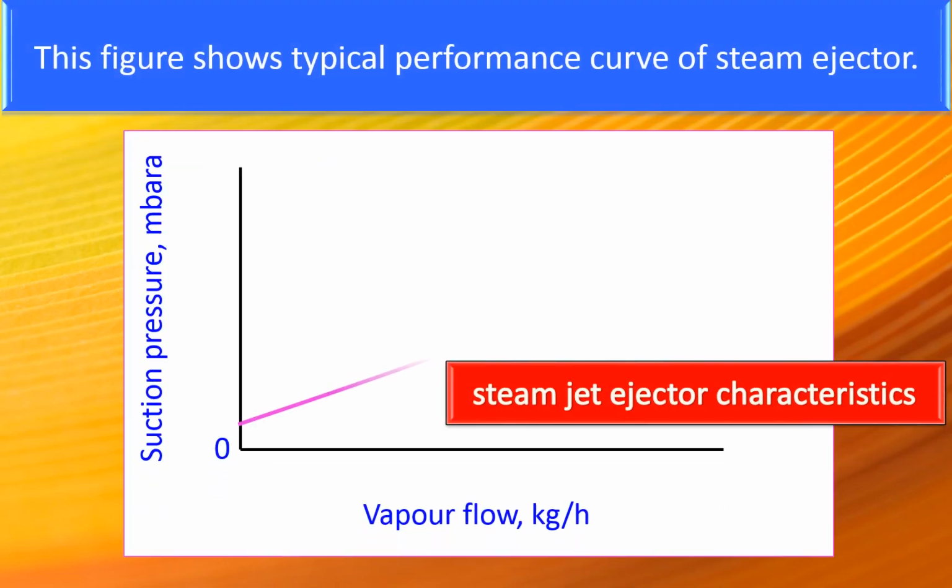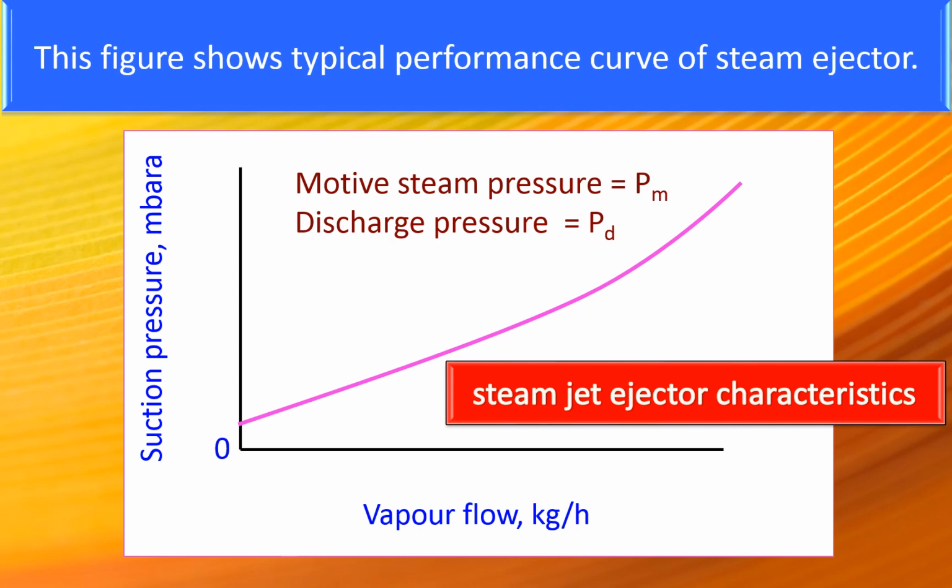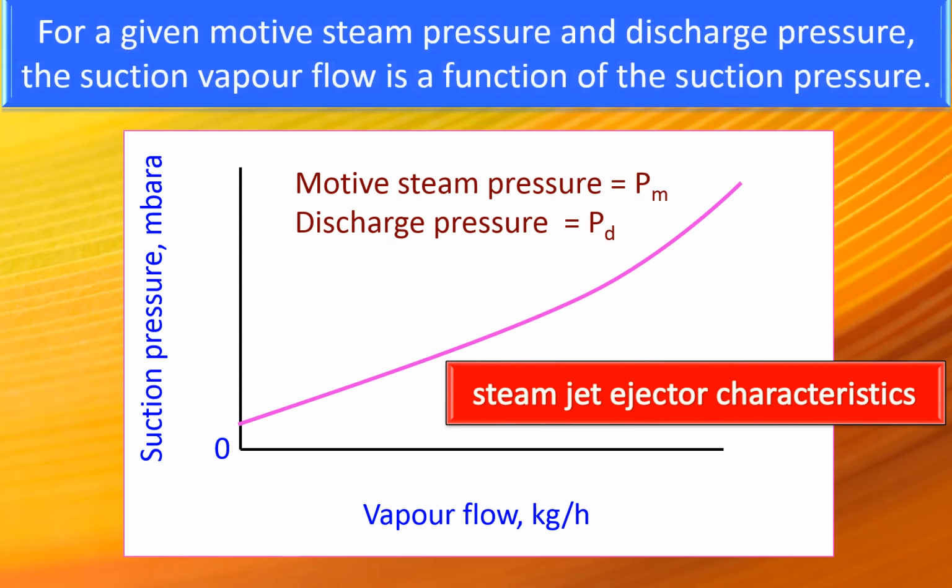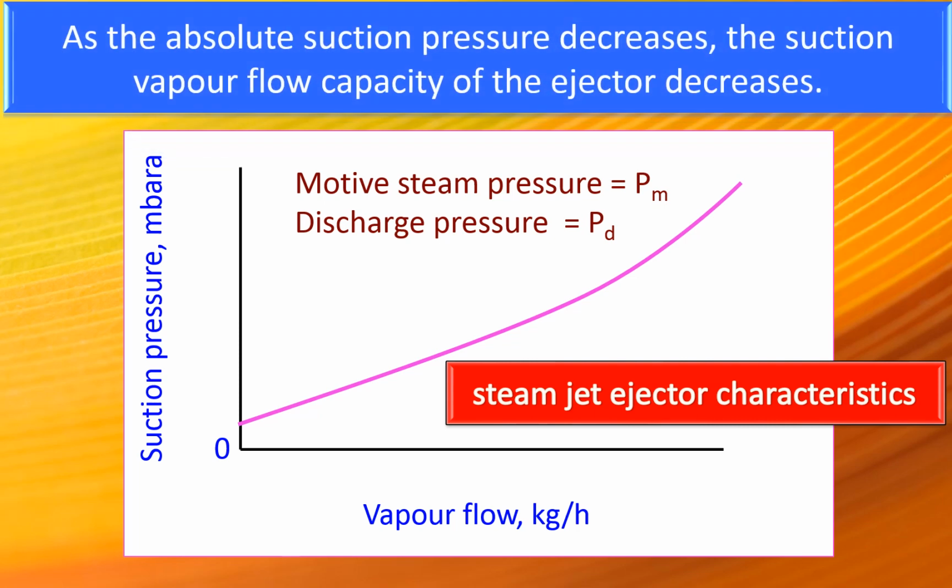This figure shows a typical performance curve of a steam jet ejector. For a given motive steam pressure and discharge pressure, the suction vapor flow is a function of the suction pressure. As the absolute suction pressure decreases, the suction vapor flow capacity of the ejector decreases.